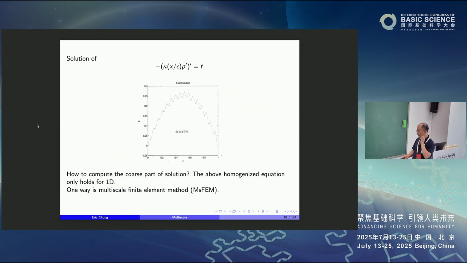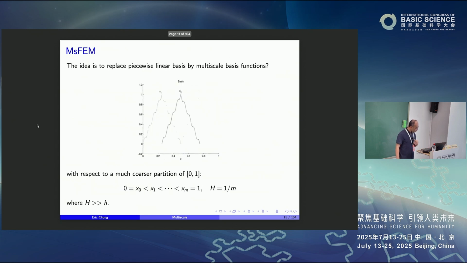So the question is, how do we compute this coarse part of the solution instead of finding the original solution? One way that we consider is the finite element method. For this method, we have to decide some specialized basis functions. For the classical finite element scheme, you basically do piecewise polynomial approximations. But here we try to design something more special.